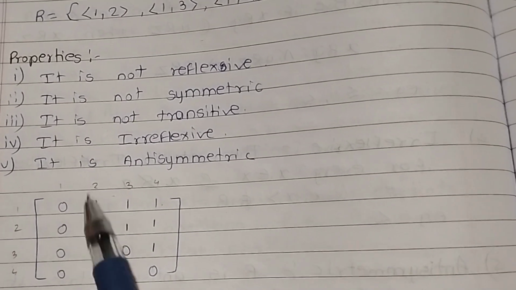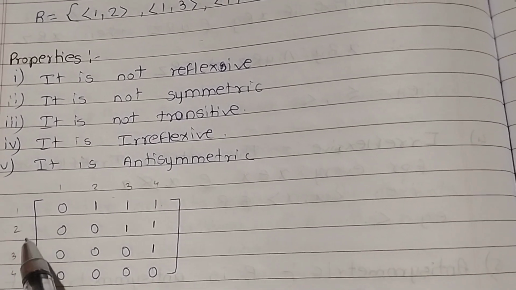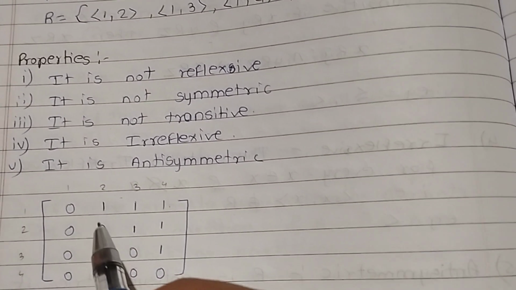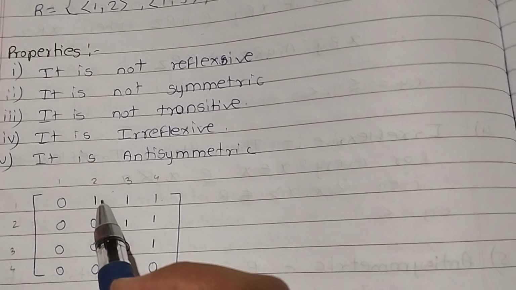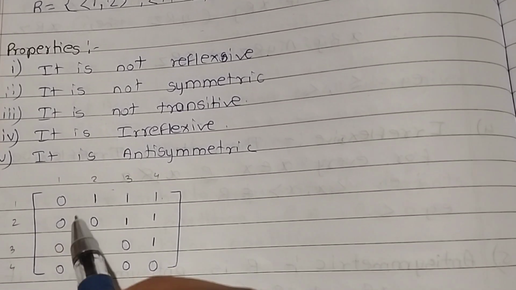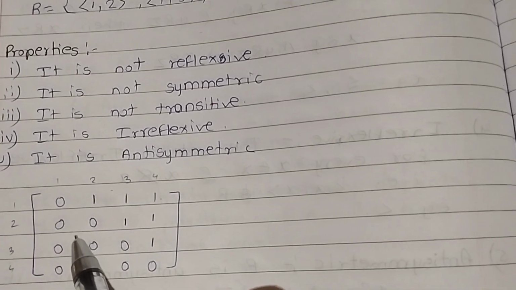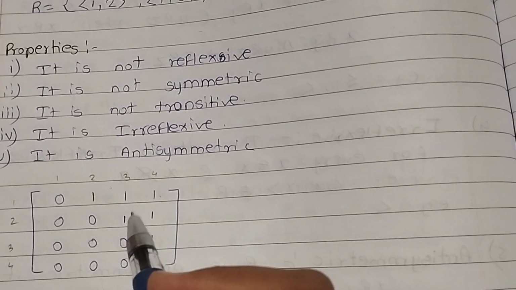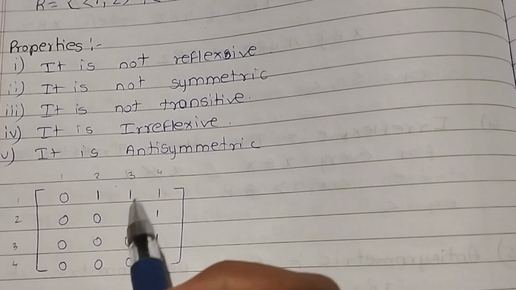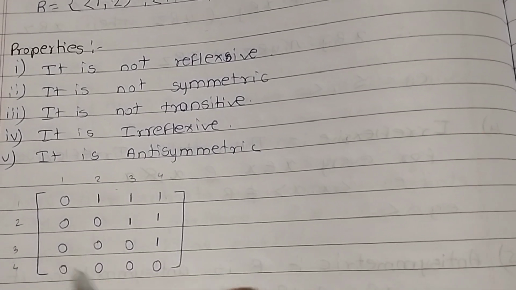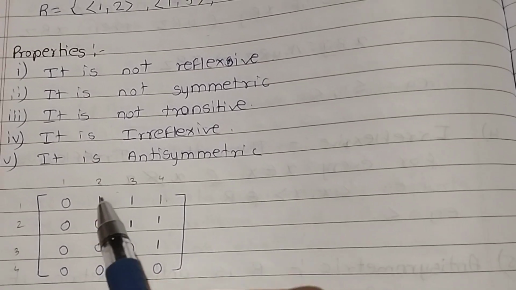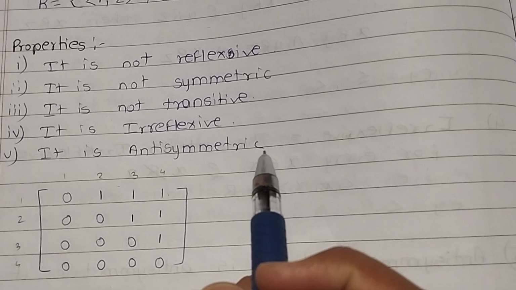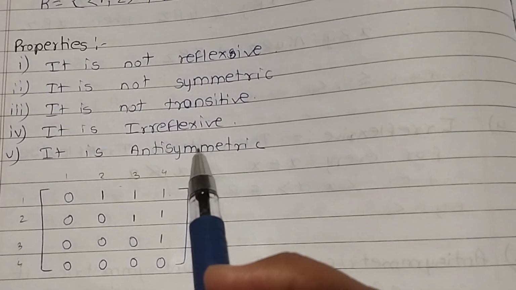Now here 2 and 1 is 0, and 1 and 2 is 1. So as I said, if the upper triangular elements and lower triangular elements are the same, then it follows the symmetric property. And if the upper triangular elements and the lower triangular elements are opposite, 1 and 0, then it follows the antisymmetric property. Now we are sure about our answer.